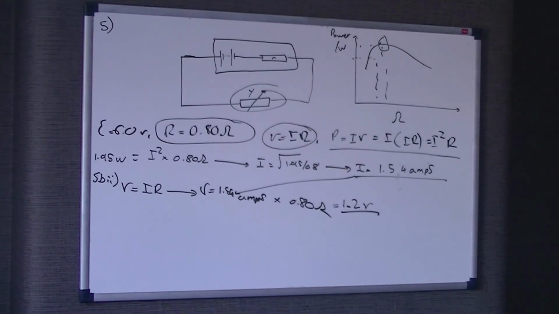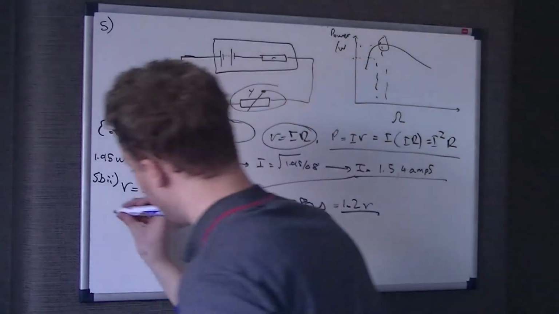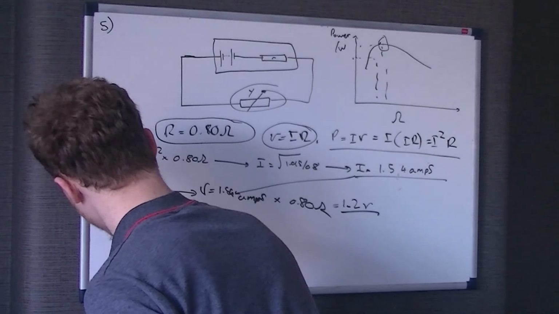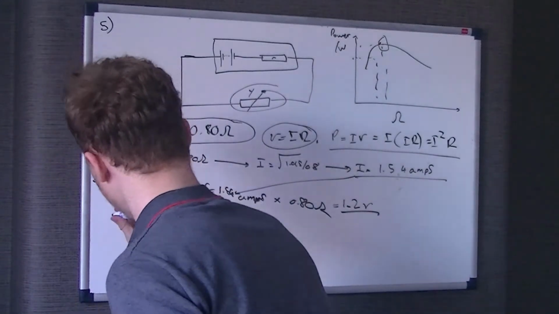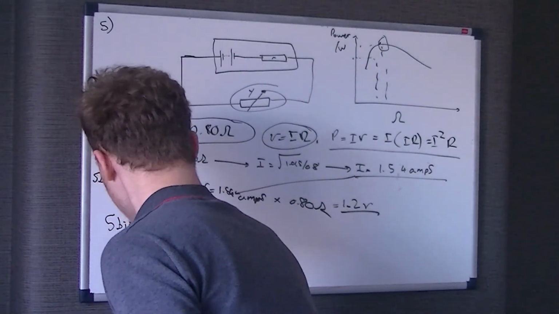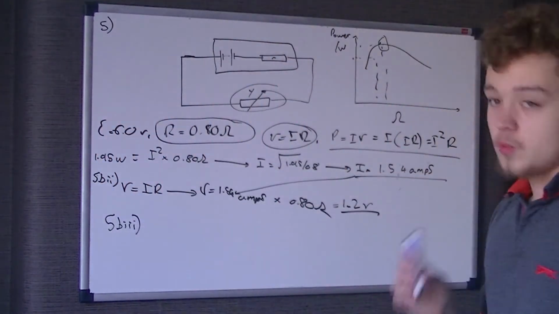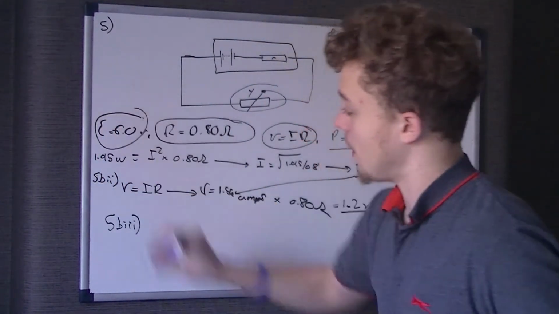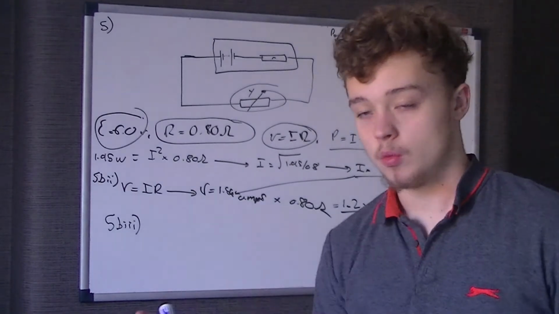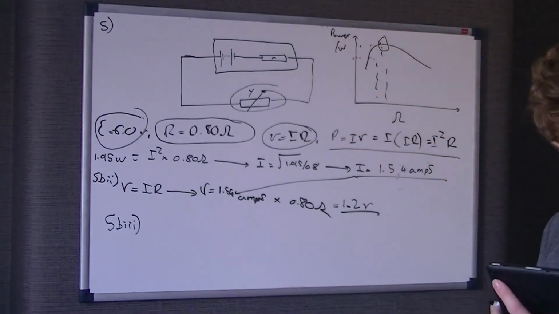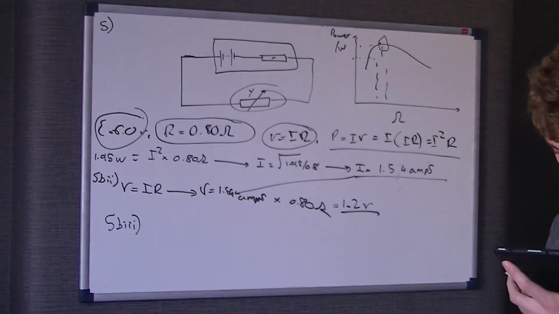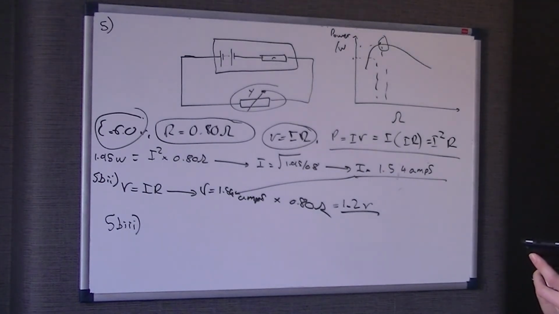Right? Next one, 5b part 3, asks us to calculate the internal resistance of the battery. Now, something we haven't used yet is this EMF, this E of 6 volts, so we're probably going to have to use this at some stage. And seeing as this is the last calculation in question 5, we're going to have to use it, because it wouldn't tell you something that isn't needed. Okay?